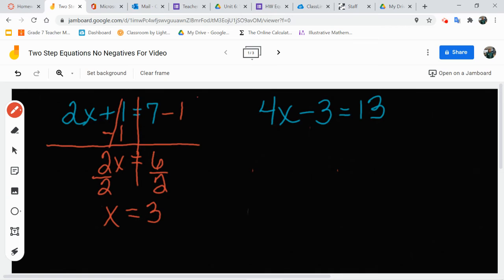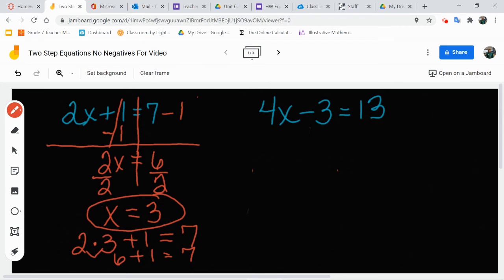Now we can put that back in to see if it's the right answer. 2 times 3 plus 1 should equal 7. Remember your order of operations. We always do multiplication before we add or subtract. 2 times 3 is 6, plus 1 is 7, and it is. 7 equals 7. So x is 3. You can always check your answer to make sure it's correct, by substituting it back in where the x is, or the variable, if they use a different letter. Let's move on to the second example.